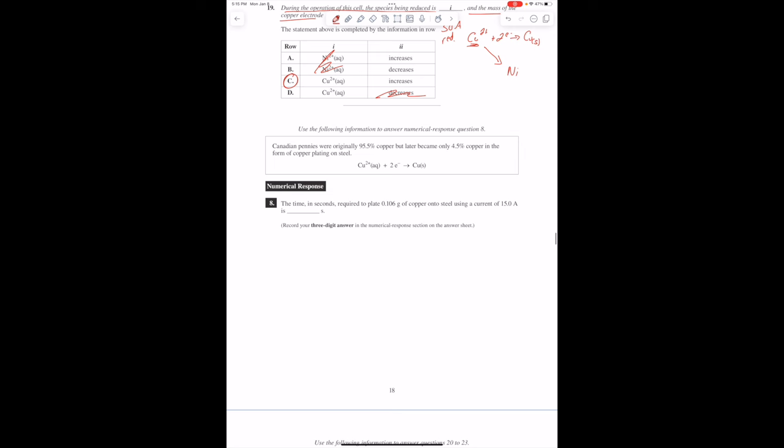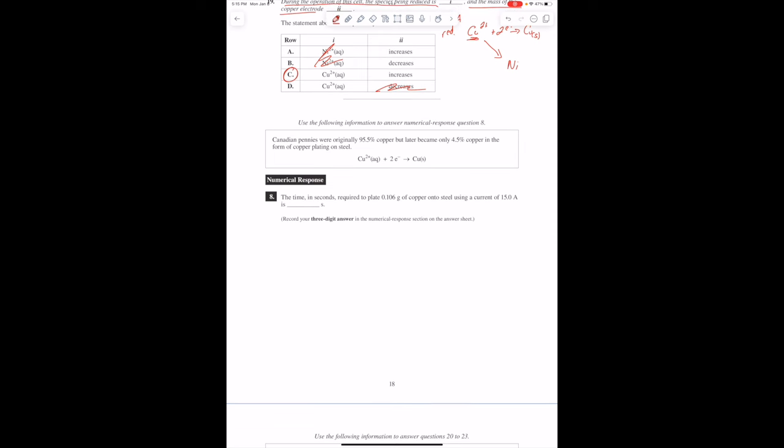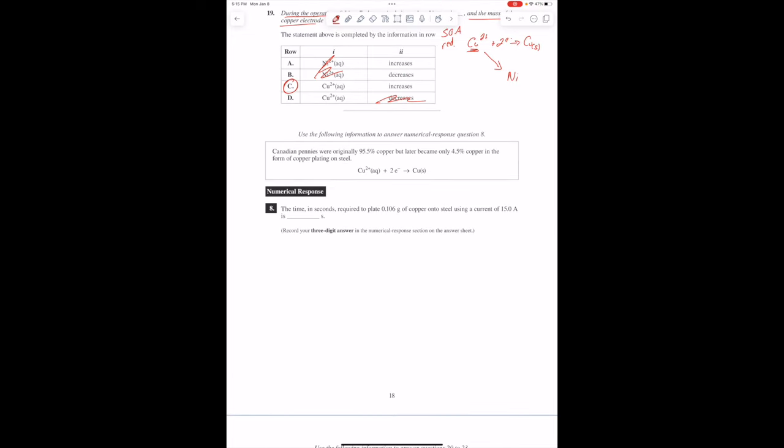Good. Question 8. The time in seconds required to plate 0.10 grams of copper onto steel using that current. Okay, so remember these, there's a couple of things I need to know. I need to know 9.65 times 10 to the 4 coulombs per mole of electrons. I need to know my half reaction right here: there's 2 electrons for every 1 copper. And I need to know that 15.0 amps is really 15.0 coulombs per second. They want time in seconds.